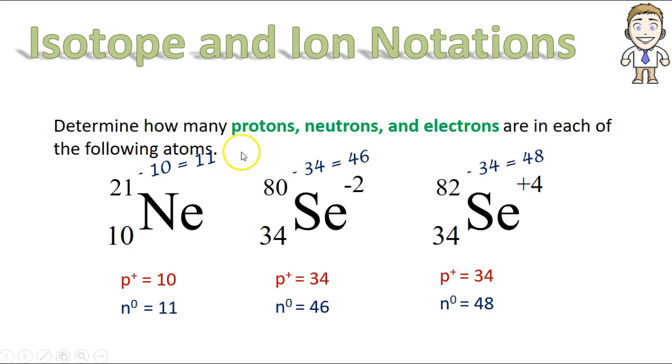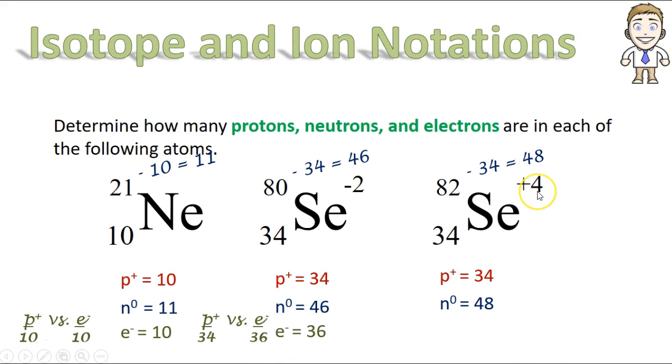For the electrons, you have to look at the charge if there is one. The neon atom has no charge, so the scores are equal, 10 to 10, so 10 electrons. In the selenium atom, -2, the negative team has to be winning by 2, so there's got to be 36 electrons. And here the positive team has to be winning by 4, so we could only have 30 electrons.